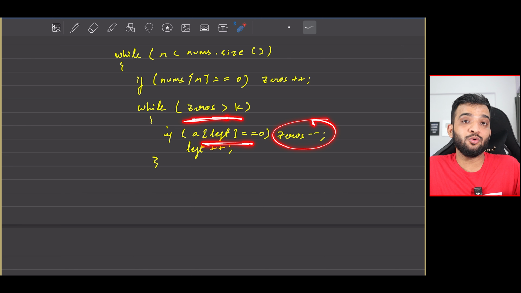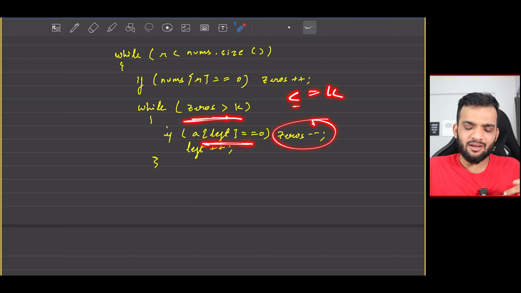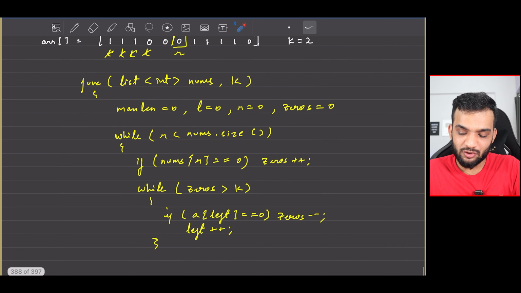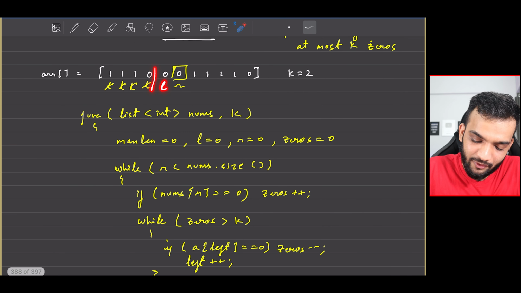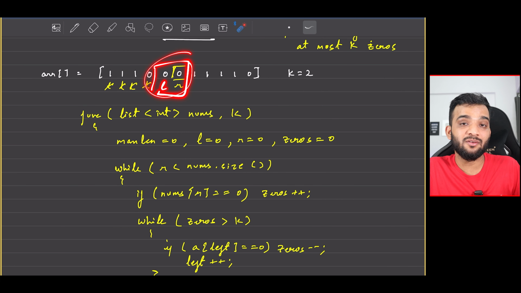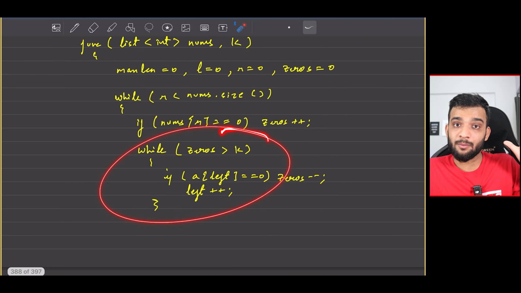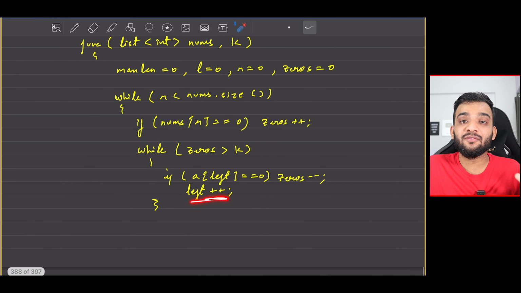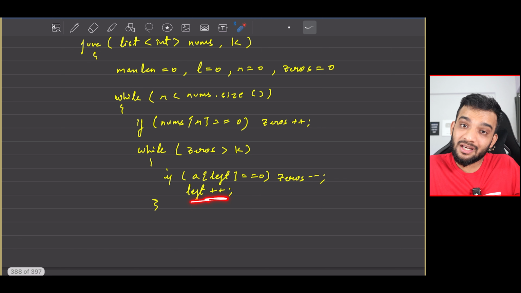And if it comes down to lesser than or equal to k, I stop moving. So eventually, L will be stopping over here, because that's when you get the number of zeros to be lesser than or equal to k. Perfect. So this condition will make sure that the left is always in place from the left.